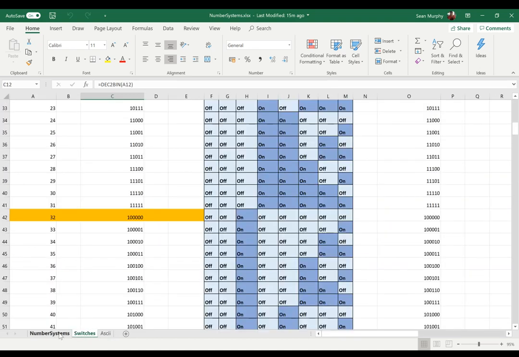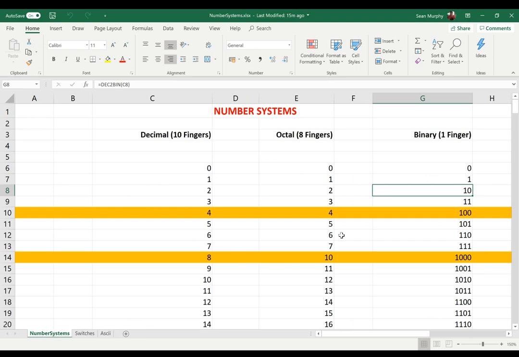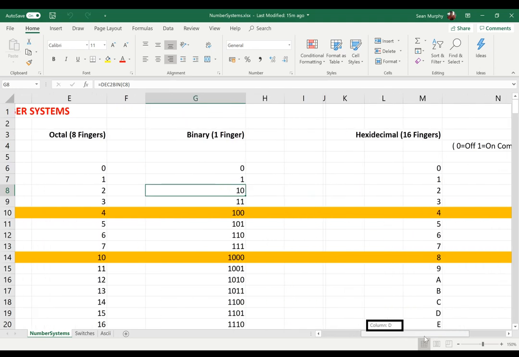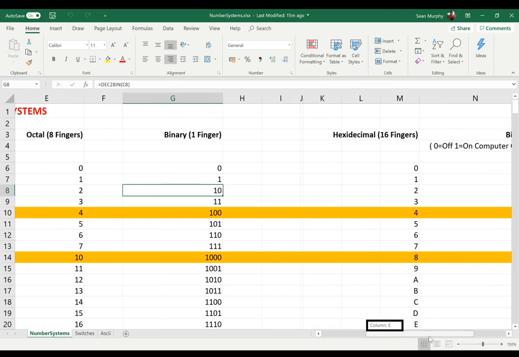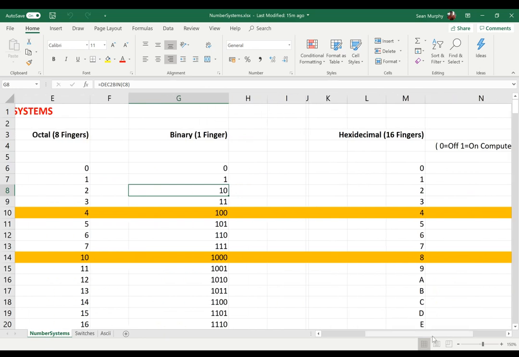Now, back to our first screen, one last set of numbers to talk about in the number systems. We talked about decimal, which is 10 fingers. We talked about octal, which is 8 fingers. We talked about binary, which is 1 finger, so it's just a 0 or a 1. There's also a hexadecimal code. So you have to imagine now the opposite situation. Imagine an alien with 16 fingers. So how would he count? Well, he'd start 0, 1, 2, 3, 4, etc.